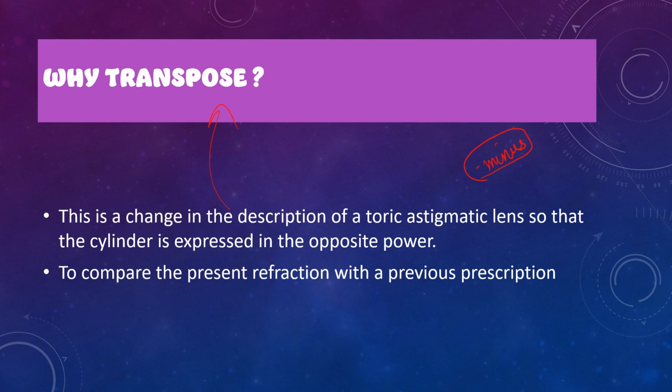Another example is when a person comes to you with his previous glasses and you find that the refraction you have done is quite different from his previous prescription. How do you know that the prescription is entirely different, or are you just looking at one optical equivalent prescription? In those cases also, when you want to compare the present refraction of the person with the previous prescription or previous refraction, we can use transposition.